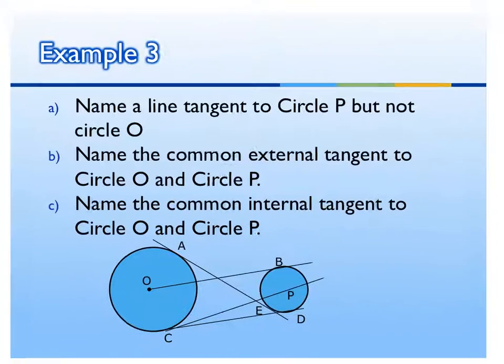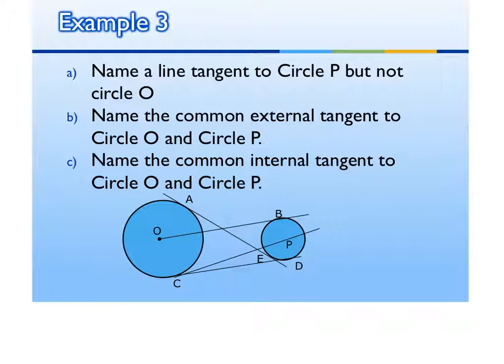Example 3. Here it wants us to name a line tangent to circle P, but not circle O. Okay, can anybody name the line that's tangent to P, but not to O? Alexa. Is it B? Okay, we need to name a line with 2 letters. Oh, CD. Oh, because it can't be O. Tangent to P, but not to O. We can either call it OB or BO and put a picture of a line on top.